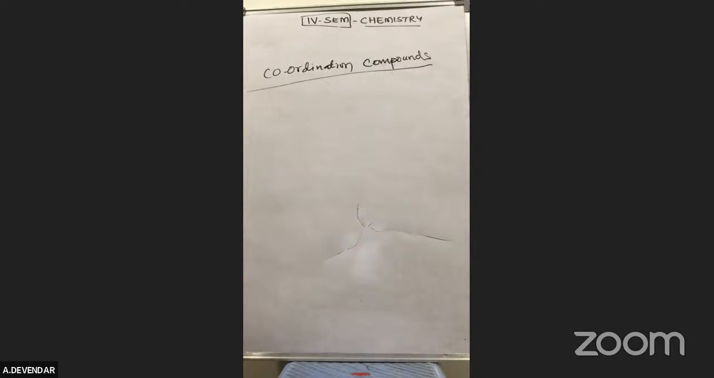If the coordination number is 6, the structure of that particular complex compound is octahedral. If the coordination number is 4, that means only 4 ligands are surrounded by the central atom. 6 ligands surrounded by the central atom is called octahedral. 4 ligands surrounded by the central atom is called tetrahedral or square planar. Okay. So that is about the coordination number.